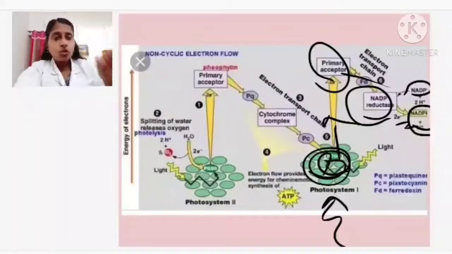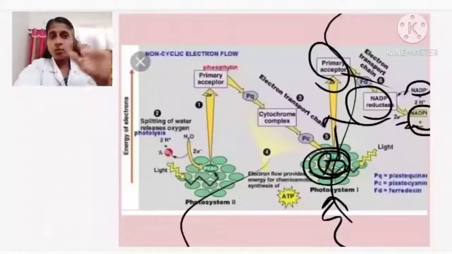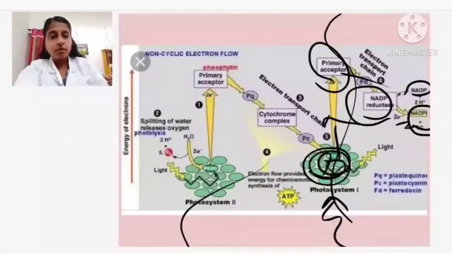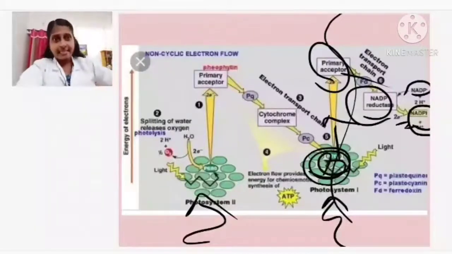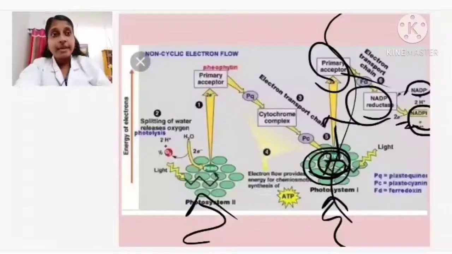Simultaneously it will happen. It's not that one will go first and the other after. No, it's a cycle. Okay, so what is happening? Listen. Light is also falling on photosystem 2. Here also the molecules are present. When the light falls, you can find the chlorophyll molecules getting excited. What will be released? Electrons.